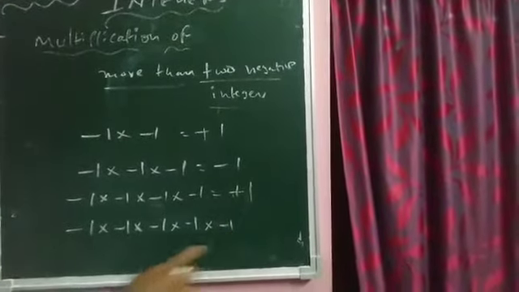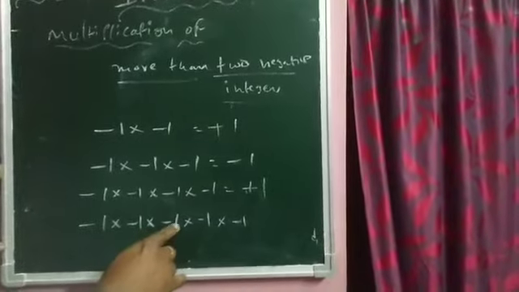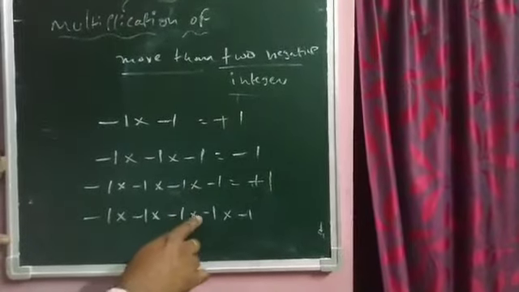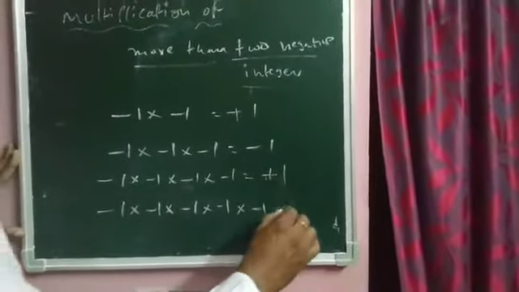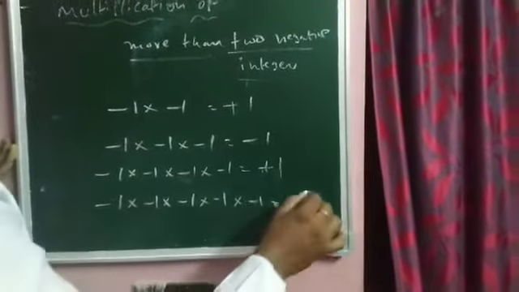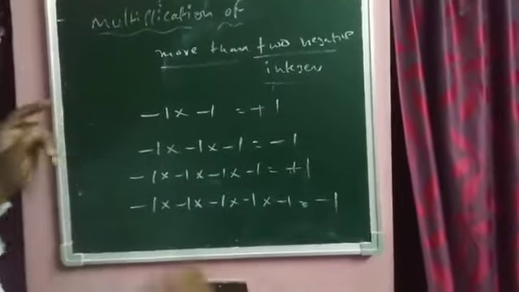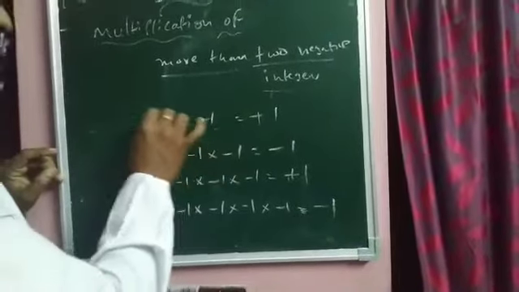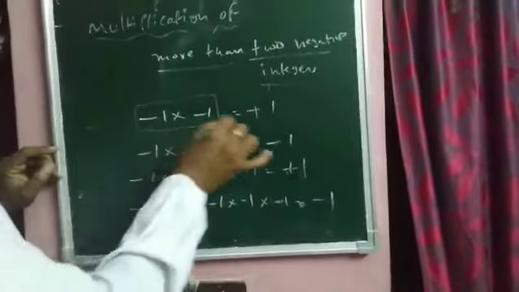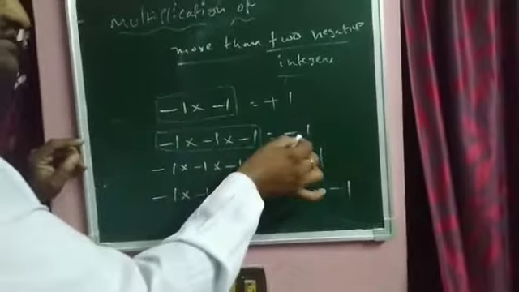Observe it one time. Minus into minus, plus, plus into minus, minus. So this answer is minus 1 into 1 into 1 into 1 only. This answer is minus 1. Now what you understand: if an even number of negative integers are there, the answer is positive. But if an odd number of negative integers are there, the answer is negative.